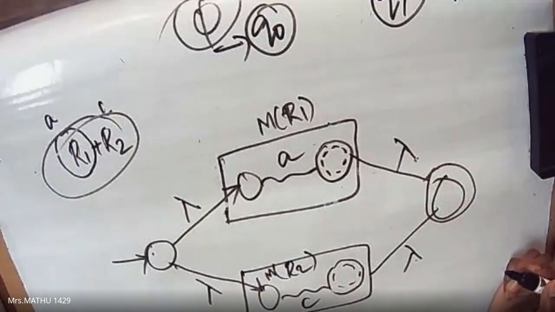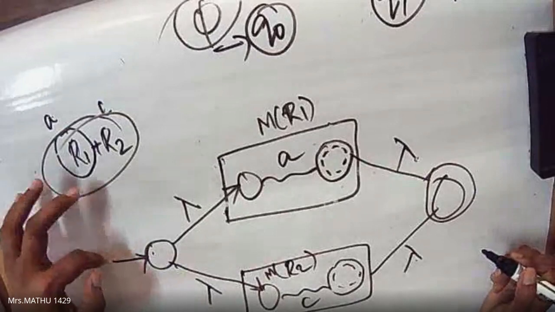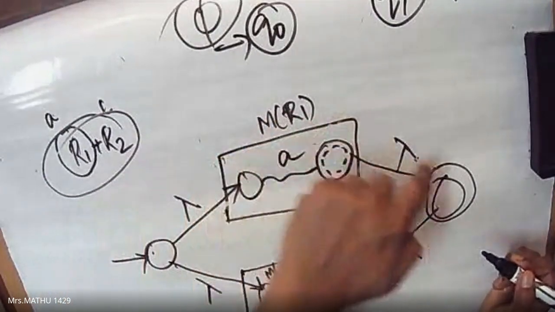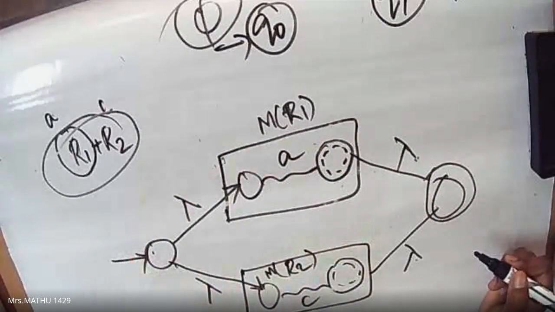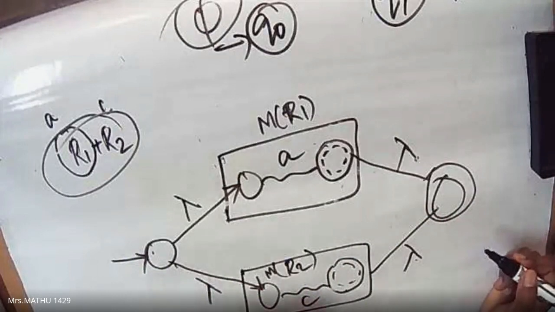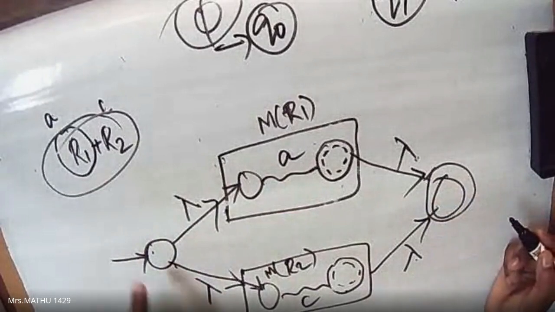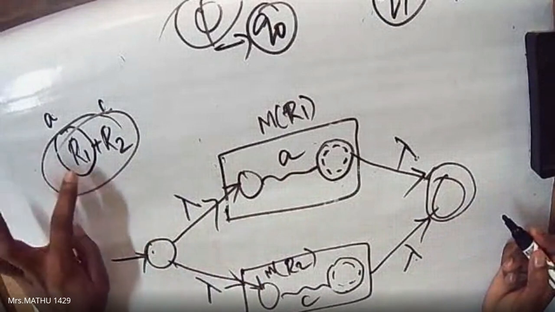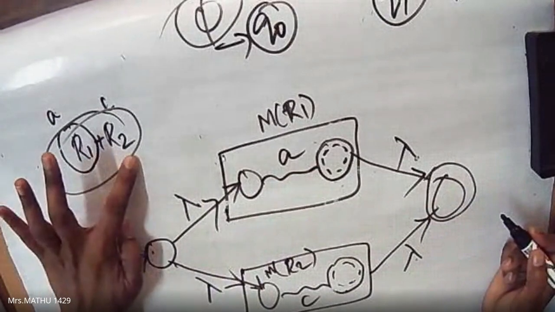So R1 plus R2 means that starting from this initial state, either you can read this and reach the final state, or you can read this and reach the final state. That is the meaning of this. Have the arrow marks here. So this is the NFA for the regular expression R1 plus R2.